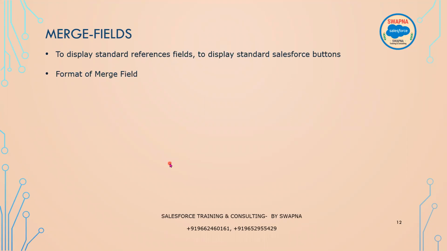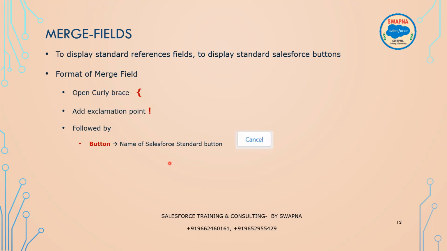Now, the format of merge fields is that it always starts with the open curly brace. Along with that, it has an exclamation point. After the curly braces, you need to add an exclamation, followed by, if you want to add a button, for example a cancel button or a save button. If you want to add these buttons on the Visualforce page, you can display the button by specifying curly braces, exclamation save, curly braces, exclamation cancel.